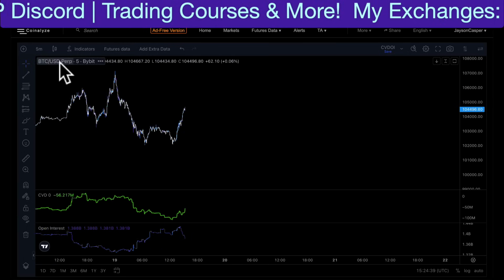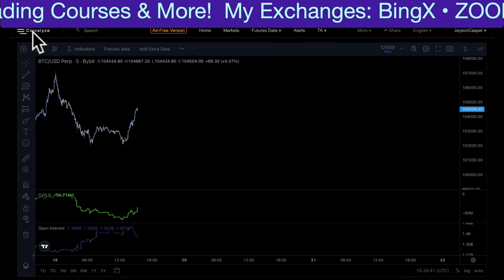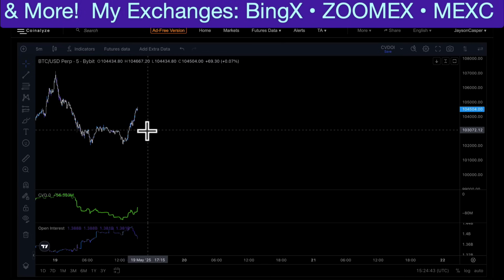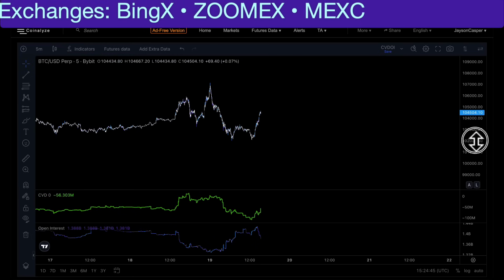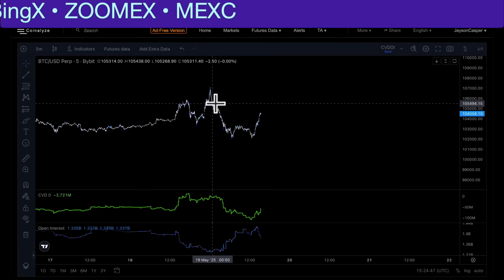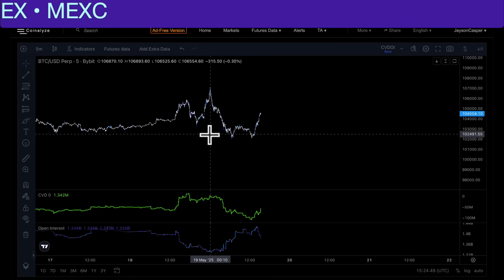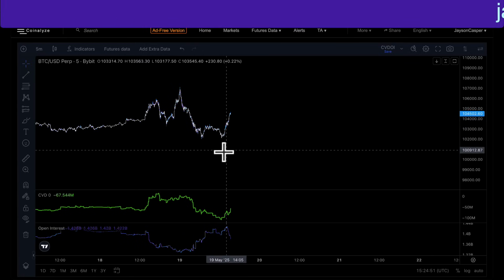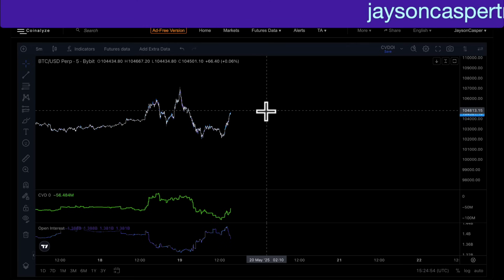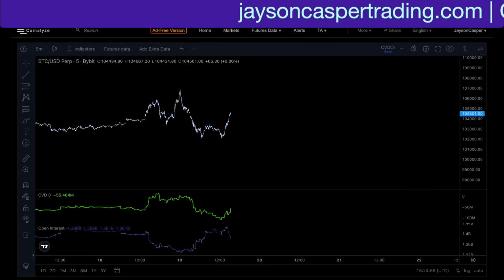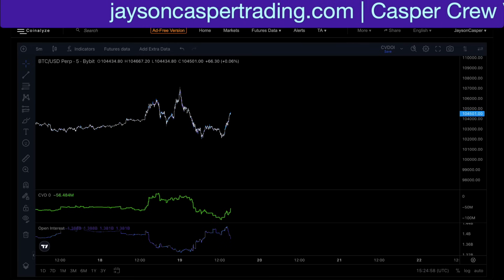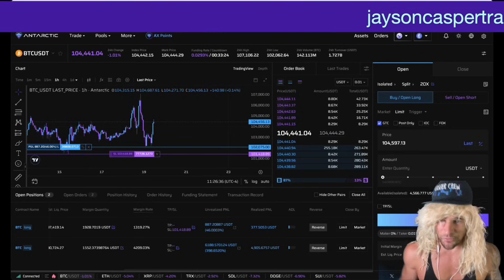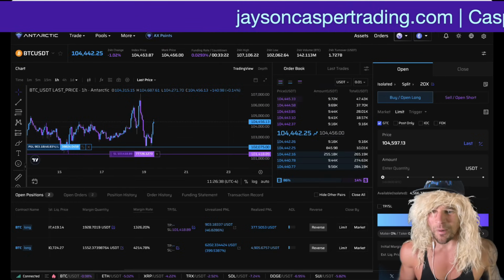Coinalyze.net, this is it up here. Create a free account here because everything I'm going to be showing you from this point onward is going to be done on this website. It looks like TradingView. It's not TradingView. It's called Coinalyze.net.